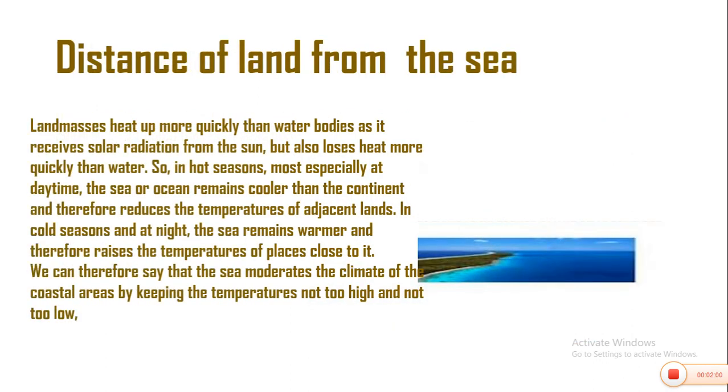Distance of land from the sea. Land masses heat up more quickly than water bodies as they receive solar radiation from the sun, but also lose heat more quickly than water. So in hot seasons, most especially at daytime, the sea or ocean remains cooler than the continent and therefore reduces the temperature of adjacent lands.